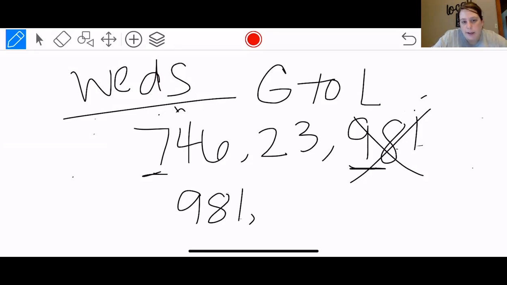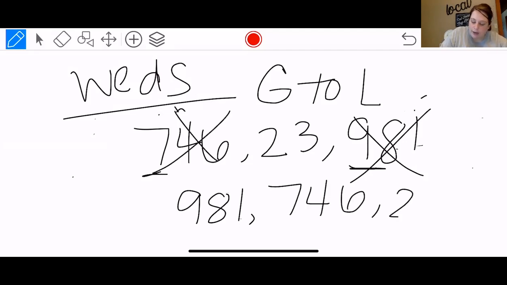I automatically know 746 is bigger because 23 doesn't even have a 100 spot. So 746 goes next, and cross it out, and then I'm left with 23. And that is how you do greatest to least. So it's really pretty simple if you know your numbers and you know what's going to be biggest and smallest.